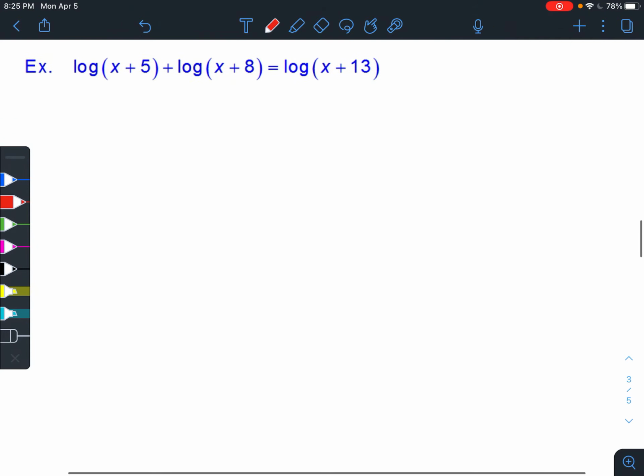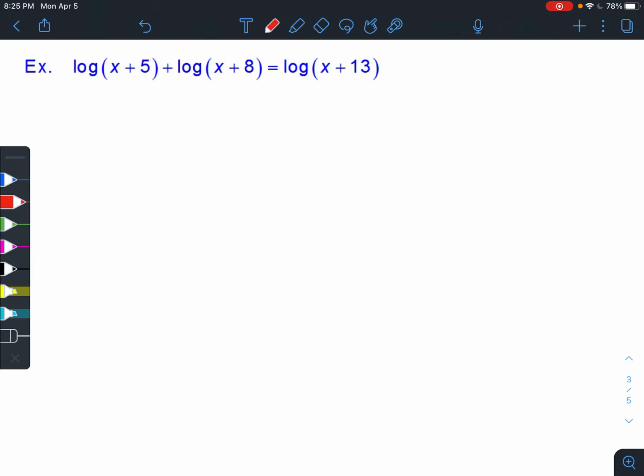Anyway, here we go. All right, so log of x plus 5 plus log of x plus 8 equals log of x plus 13. Now again, if your impulse is to say just x plus 5 plus x plus 8 equals x plus 13, you're very, very incorrect. And if you do that on a quiz, you will lose a very, very, very large number of points on this problem. All right, but please don't do that.